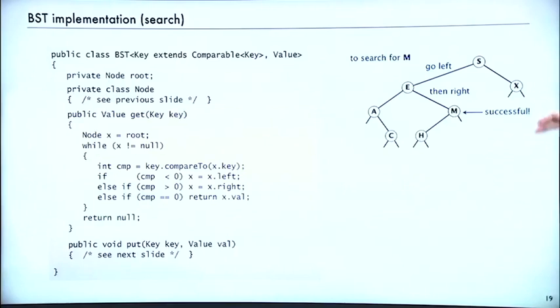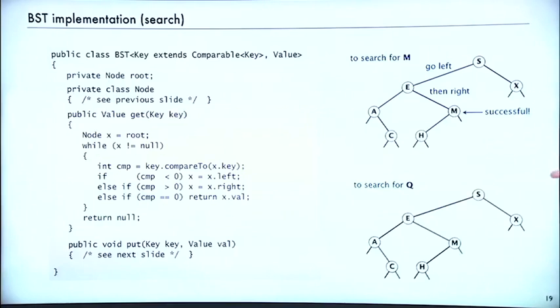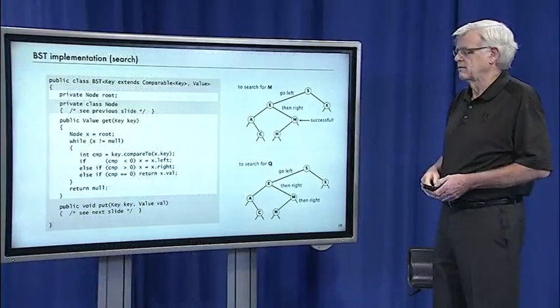If we're searching for something that's not in the tree, say we're searching for q, we go left. Again, q's less than s. It's bigger than e, we go right. It's bigger than m, we go right, but now we're on a null link. And essentially that says that if q were in the tree, it would have to be here, but there's nothing in the tree here, so it's not here. And in that case, down the last statement in the get implementation, we return null.